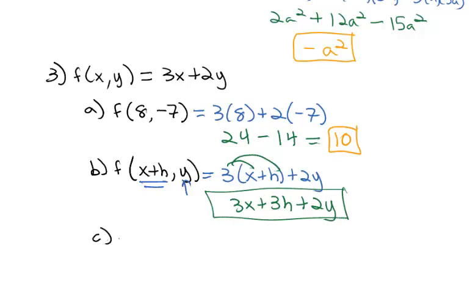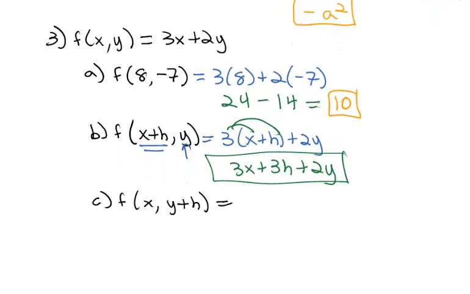How about we try and find f of x, comma y plus h? We'll put the plus h on the y. Well, again, much the same strategy. 3x, 3 times x. Oh, that's just x. Just 3x, plus 2y. Y, notice, is getting replaced with the entire y plus h.